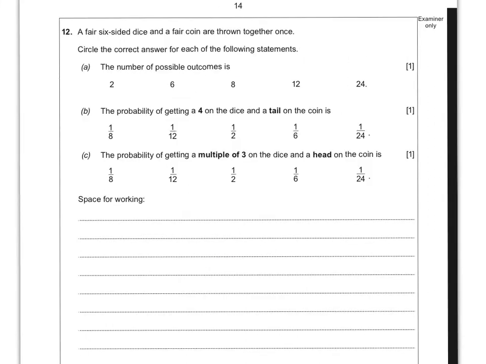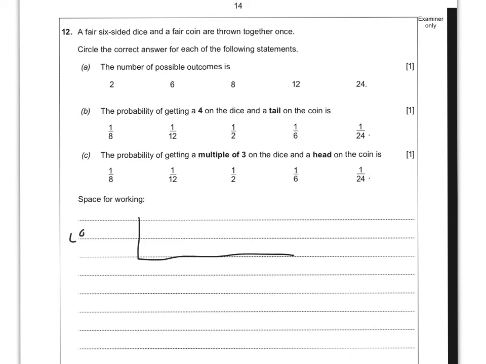Okay, on to question 12. A fair 6-sided dice and a fair coin are thrown together once. Circle the correct answer for each of the following statements. Now, this is a sample space question, and the most common thing people do here is not actually work out what the sample space might be in terms of the number of possible outcomes. You may be able to do this in your head, however, it doesn't hurt to quickly draw a sample space.